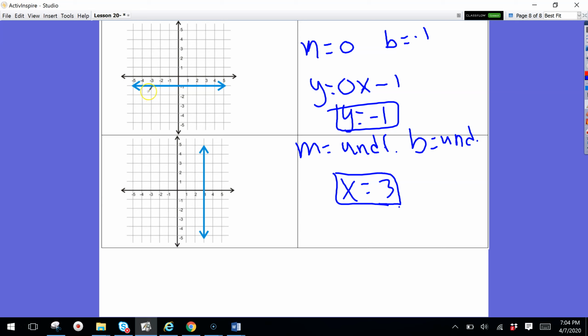A way to remember this is that a y equals equation crosses through the y-axis and an x equals equation crosses through the x-axis. So I hope that you found this video very helpful in how to determine the best equation that you can write for any specific line.